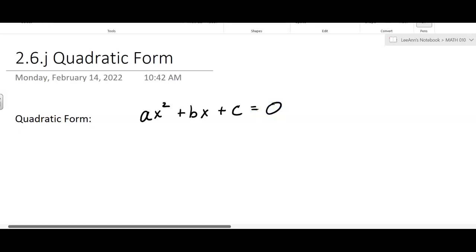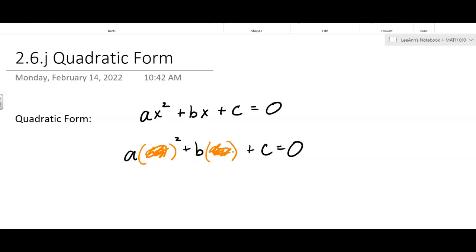But now they're saying, well, we might have a and then something squared plus b times something, plus c equals 0. Now you're saying, well, what is the something? Well, it could be anything. It could be some kind of expression, some kind of mathematical expression.